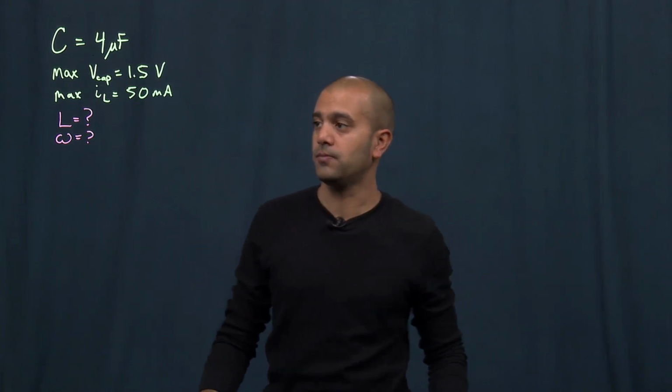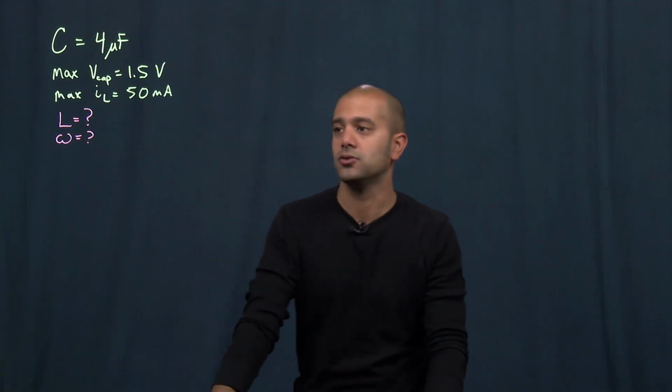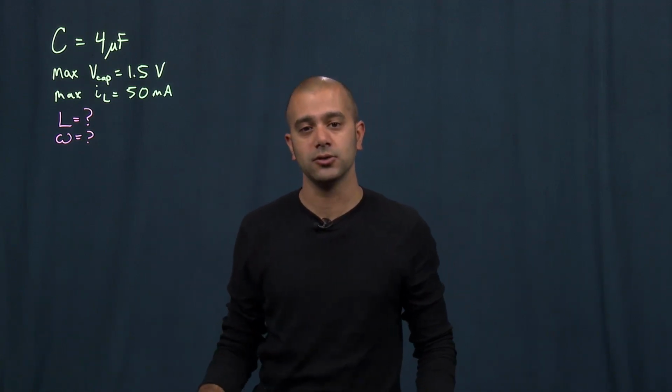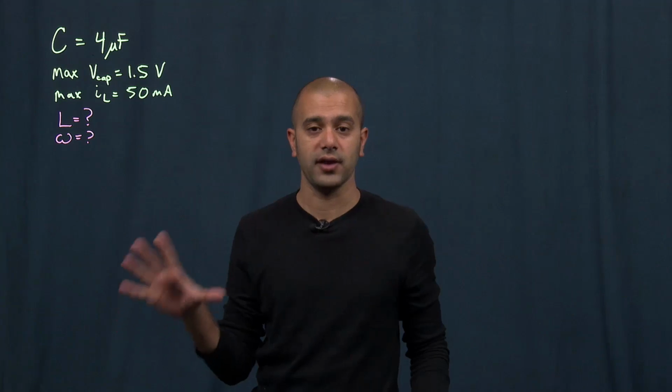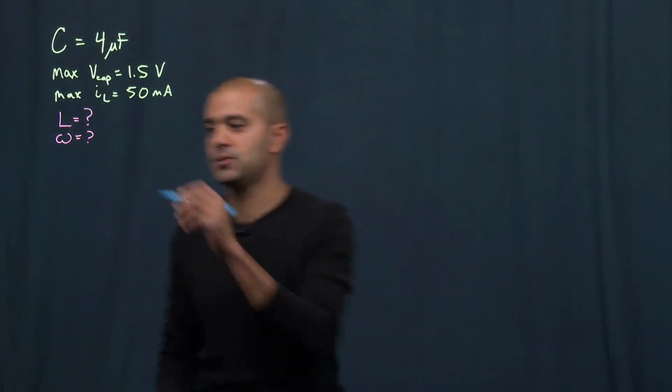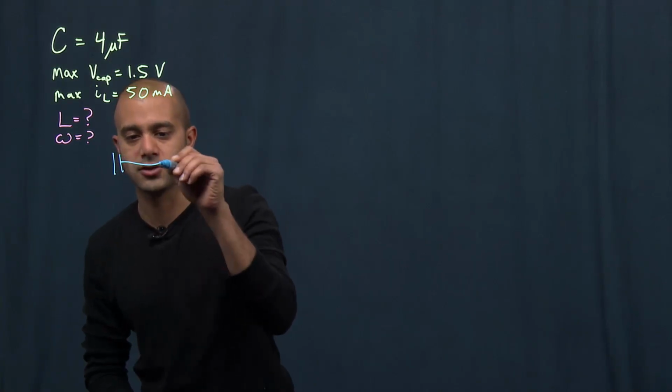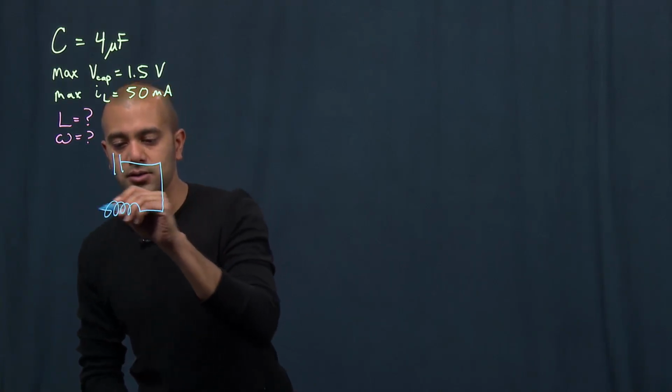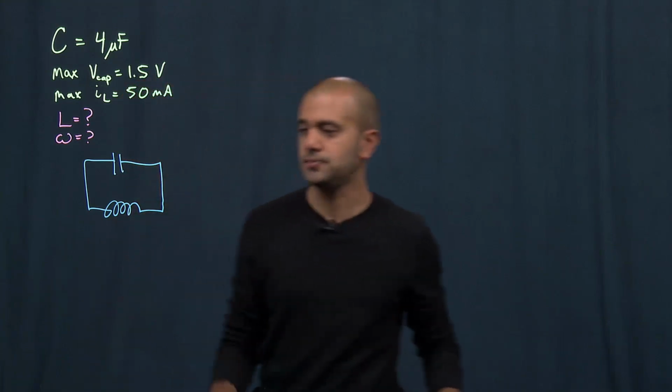To begin this problem, essentially what we're going to do is start out by using Kirchhoff's loop rule. And then using that loop rule, we're going to find a differential equation which we have to solve for one of the quantities as a function of time. So to begin with, let me draw a picture of the circuit that we have here. We have a capacitor in series with an inductor.